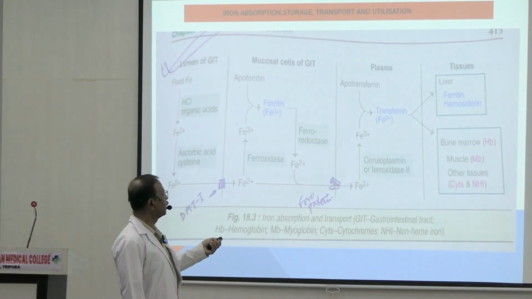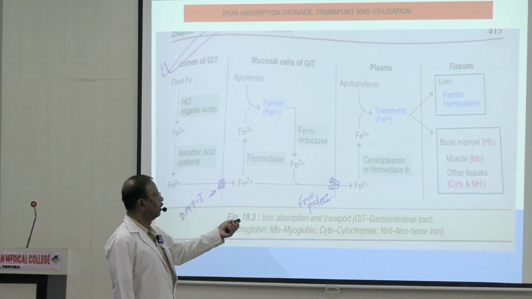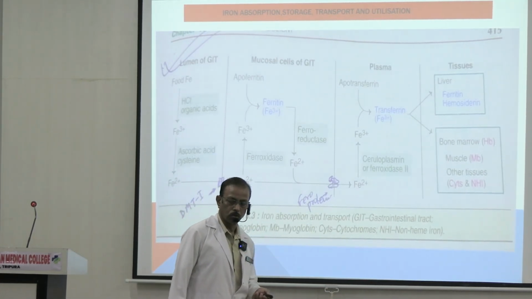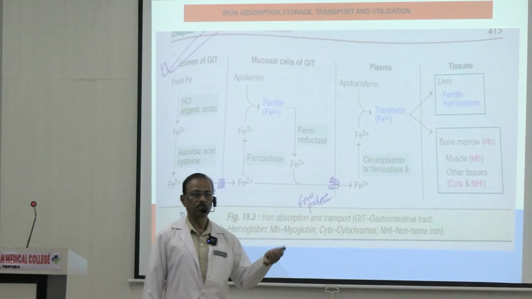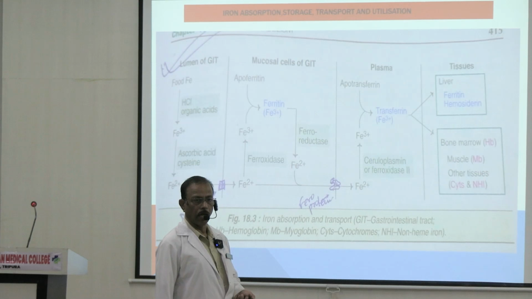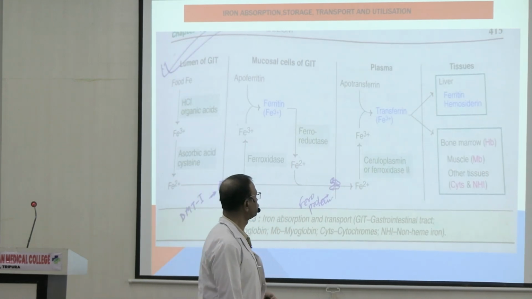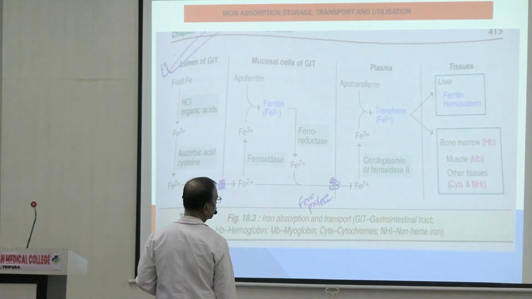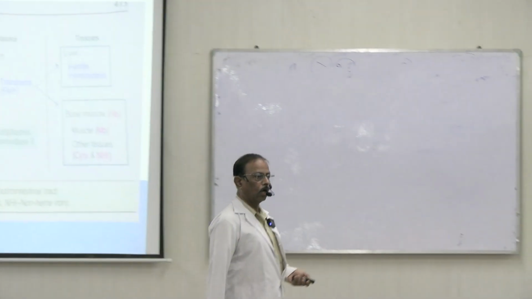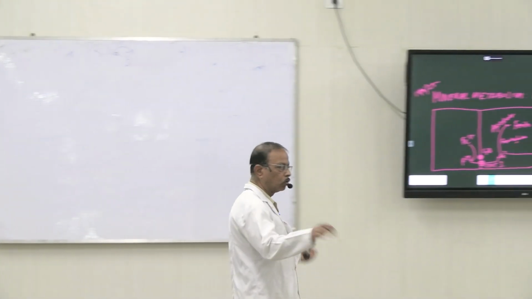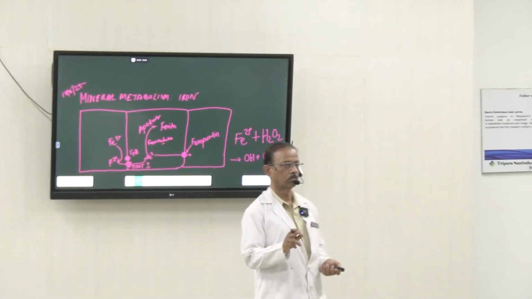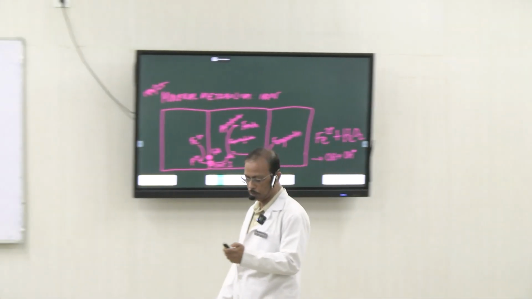Some of the transferrin will be taken up by the liver, kidney, spleen for storage as ferritin and hemosiderin. This is understood now? This much. Whenever the iron has to go out of the cell from the enterocyte, it has to be in ferrous form. This you have to remember.